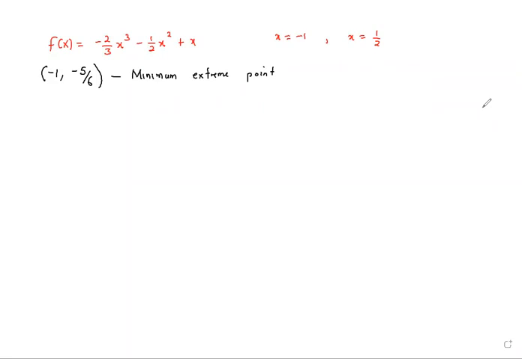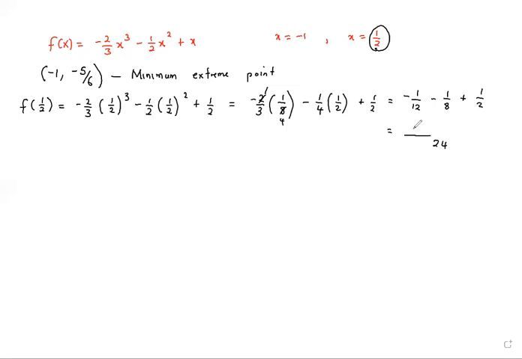Next, we go to the same f and take half now. We take half for the x, so we'll have negative 2 over 3 times half cubed minus 1 over 2 times half squared plus half. This is going to be negative 2 over 3 multiplied by 1 over 8, minus 1 over 4 multiplied by 1 over 2, plus 1 over 2. So we have negative 1 over 12 minus 1 over 8 plus 1 over 2.